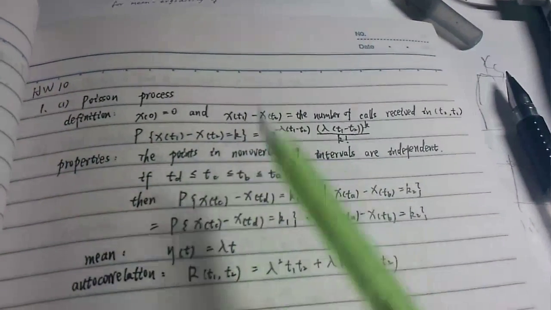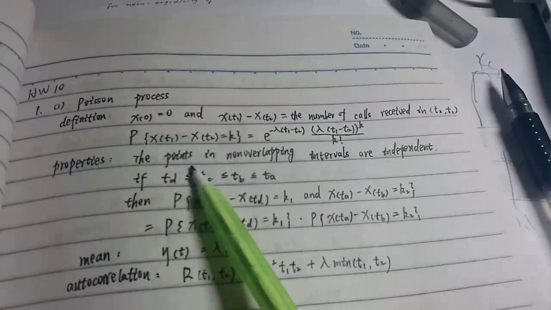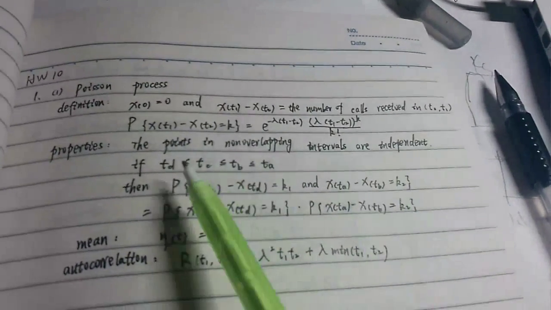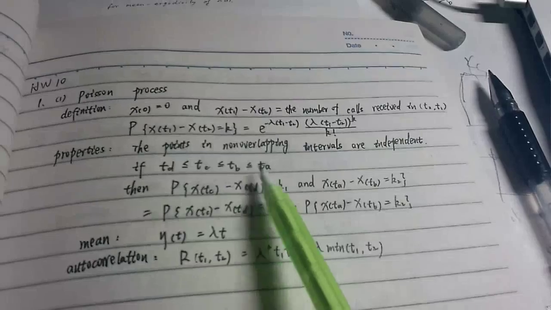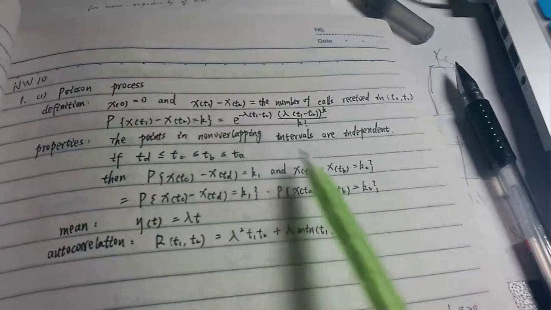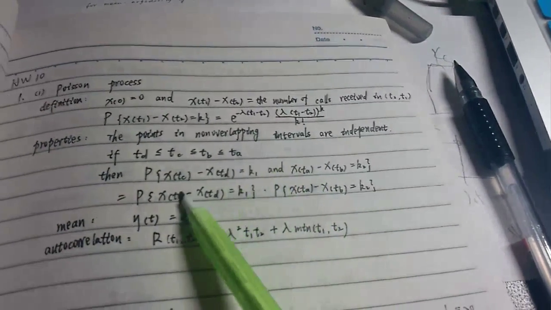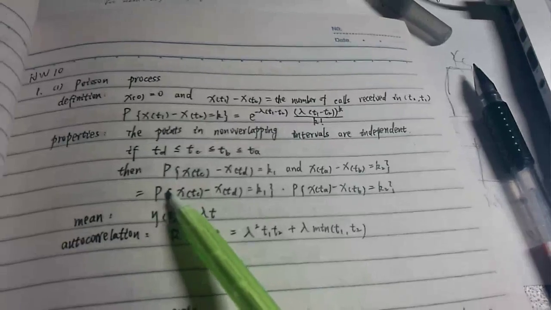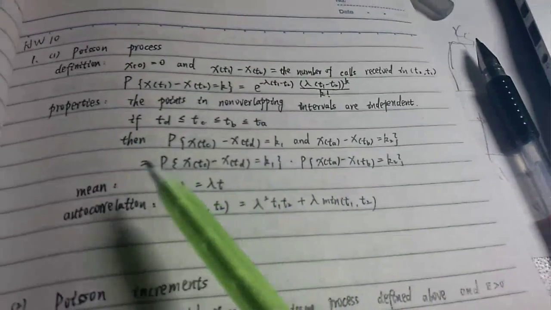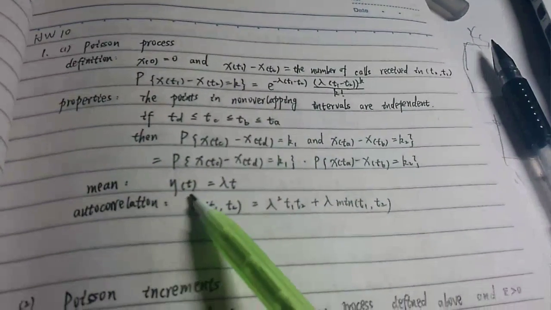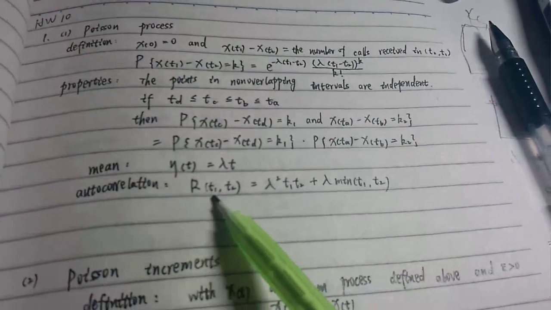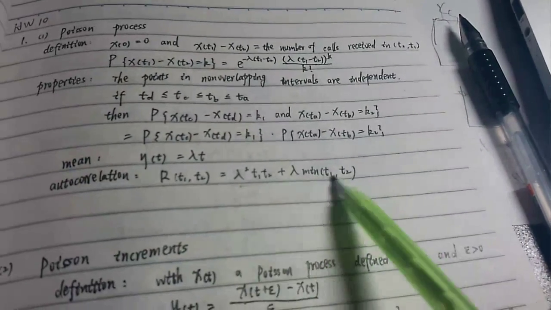The properties are: the points in non-overlapping intervals are independent. That means if t is equal to this equation, the probability of these two things can be multiplied as independent. The mean of the Poisson process is lambda t, and the autocorrelation is equal to this thing.